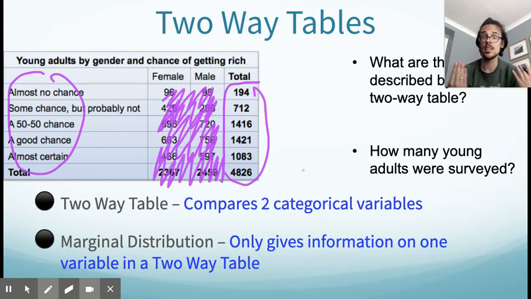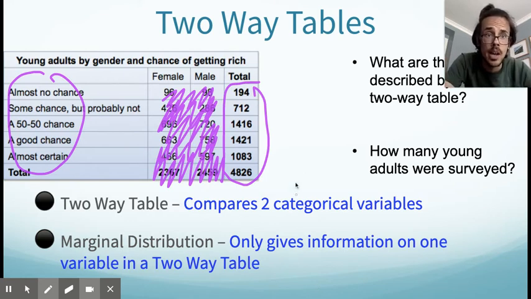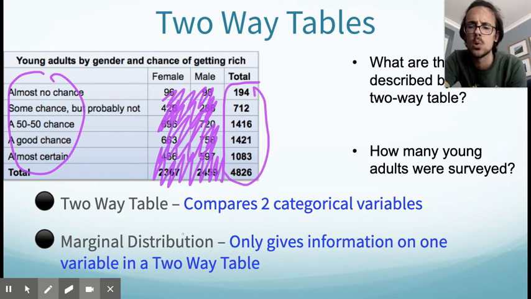They don't tell you anything about the relationship between your variables. They just allow you to look at one variable by itself. They're called marginal distributions because you generally find the info for them in the margins of your table. So those by themselves are not super interesting. We don't do a whole lot with marginal distributions in this class. I mean, it's good to know what they are.